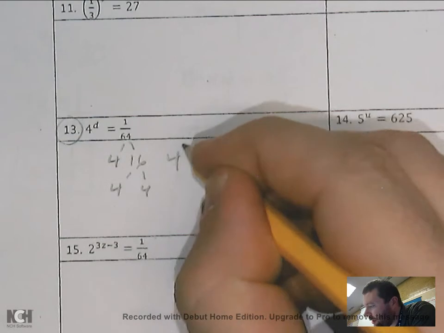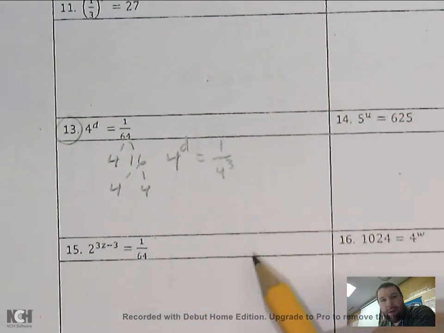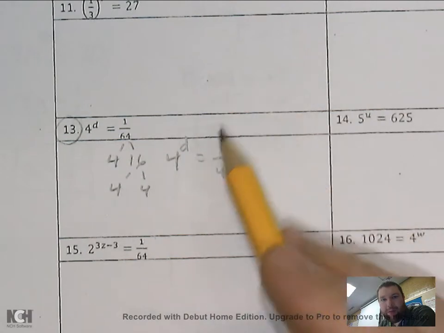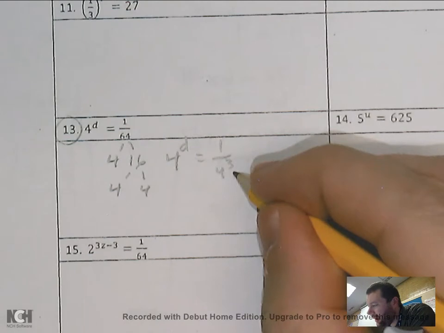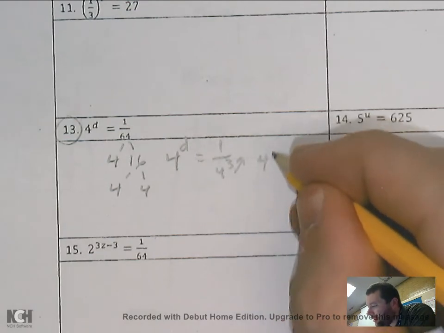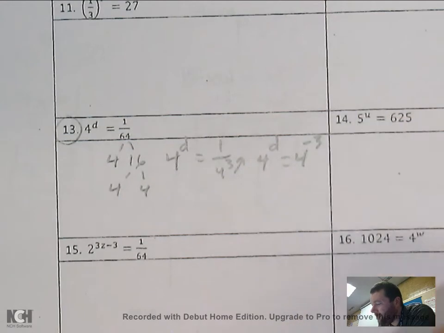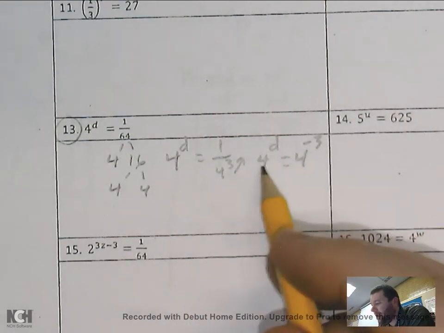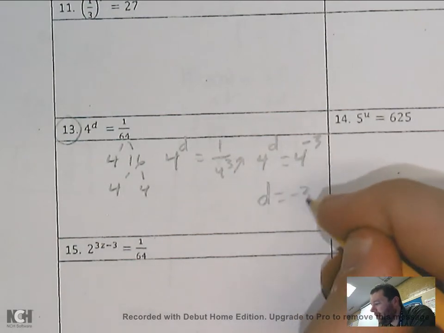So 4 to the d is equal to 1 over 4 to the third. Still not quite a like base. I've got to move them upstairs, which means I need to change the sign on the exponent to a negative. So 4 to the d power is equal to 4 to the negative third power. And they have the like base now, so I can drop them, set the exponents equal to each other. d is equal to negative 3.